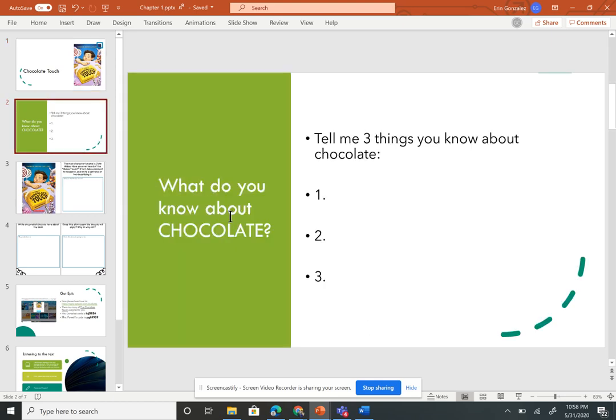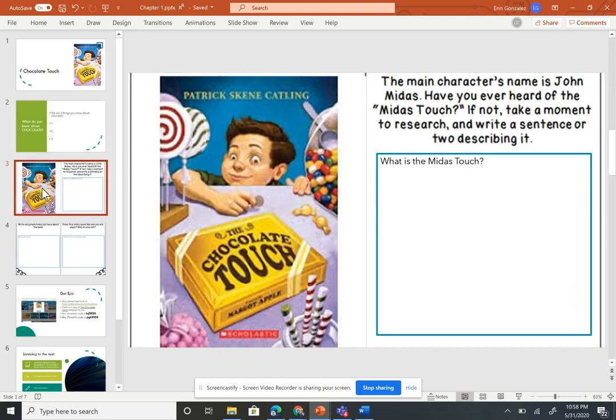The first thing I want to do is tell me what you know about chocolate. So tell me 3 things you know about chocolate. Next one. Now there's many different covers, but here is a cover of the Chocolate Touch. The main character's name is John Midas. Have you ever heard of the Midas Touch? If not, please do some research right now and tell me a sentence about the Midas Touch.